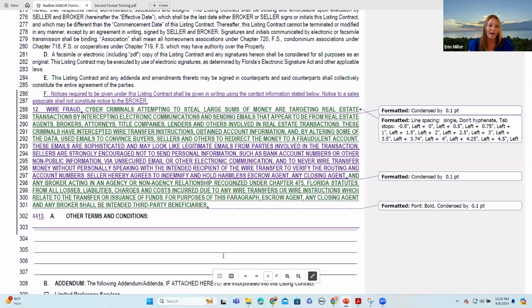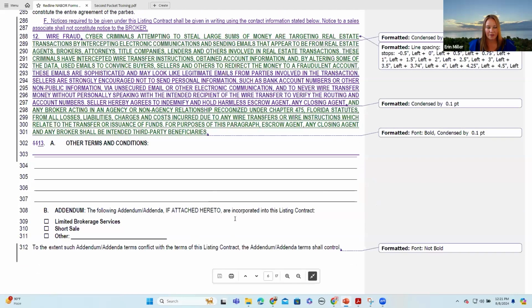A while ago, we had added the wire fraud advisory. It used to be below the signature lines. Now we've moved it up to accompany the rest of the important notices and disclosures in this listing agreement. So now it appears as paragraph 12.